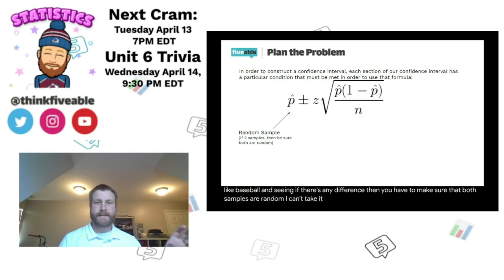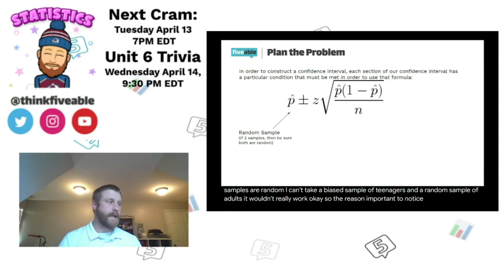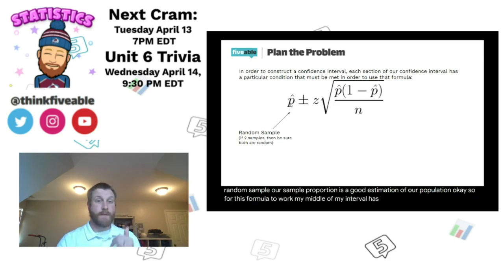I can't take a biased sample of teenagers and a random sample of adults. It wouldn't really work. The reason that's important is that by having a random sample, our sample proportion is a good estimation of our population. For this formula to work, the middle of my interval has to match my population, so it has to be a random sample.